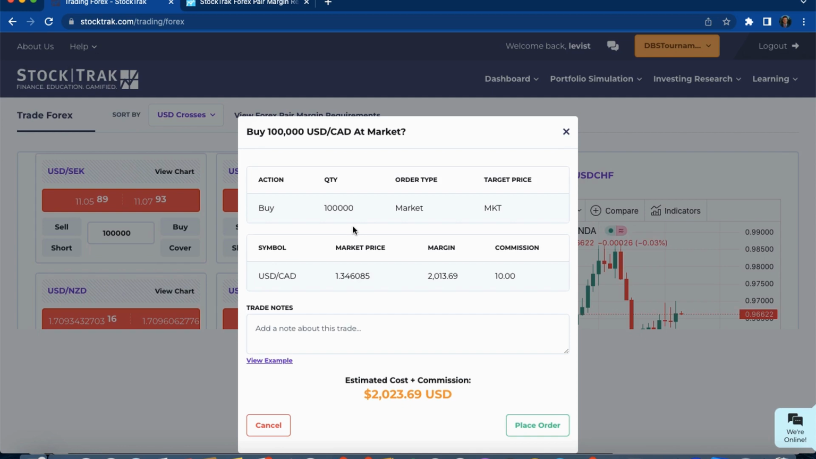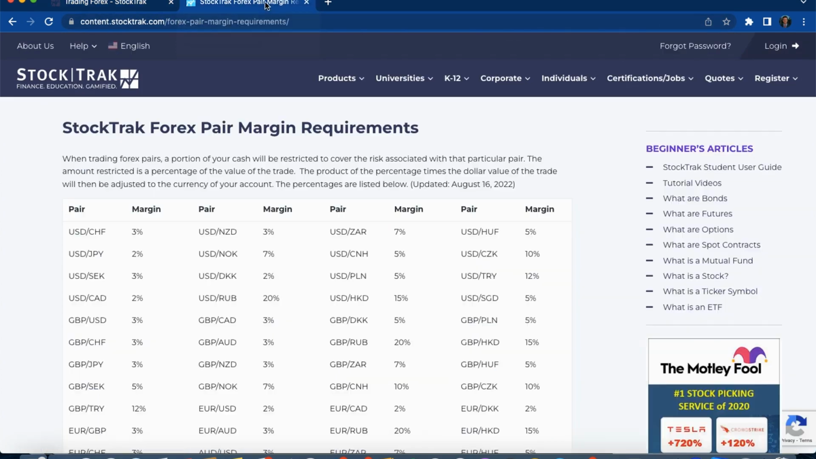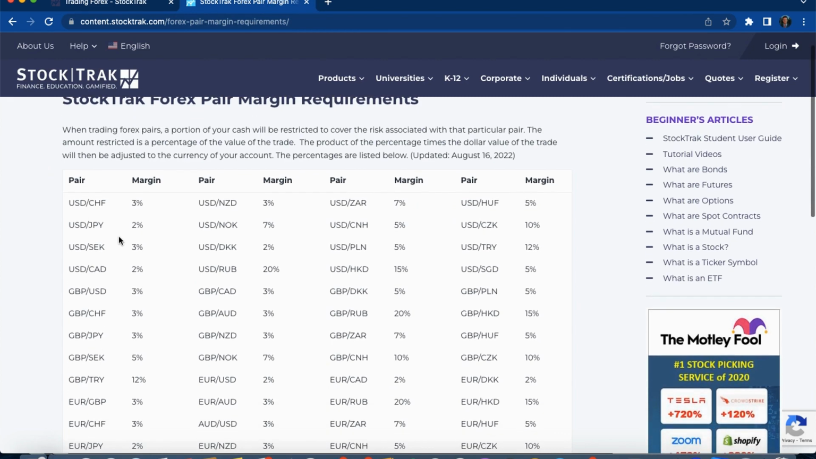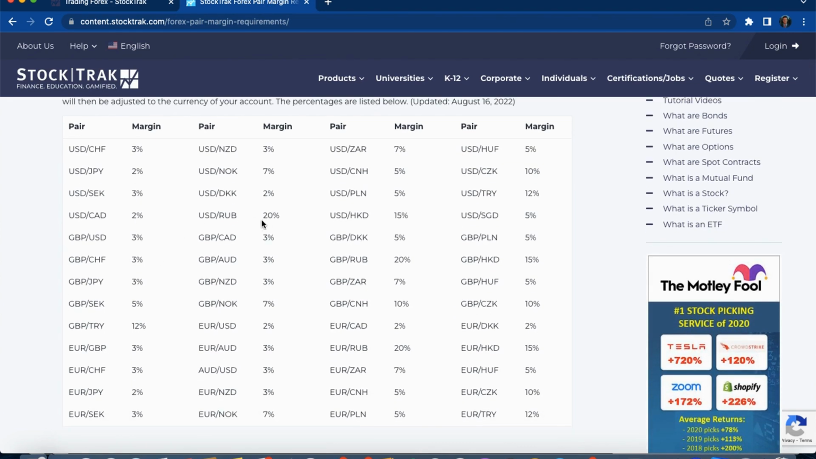Now, in order to purchase this right, I don't actually have to spend 100,000 units of my own currency. I just have to pay what's called the margin requirement. Each currency pair has a different margin requirement, and on this page you can see what percentage the broker requires for a margin requirement. For the US dollar Canadian dollar pair, the margin requirement you can see is 2%. That's about the lowest margin requirements, and some currencies have a margin requirement of up to 20%. The more volatile the currency, the higher the margin requirement.